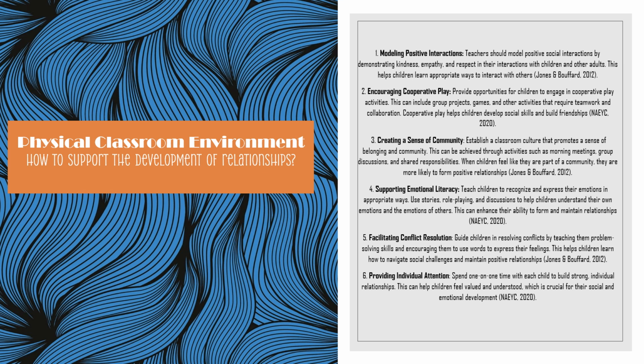5, facilitating conflict resolution. Guide children in resolving conflicts by teaching them problem-solving skills and encouraging them to use words to express their feelings. 6, providing individual attention. Spend one-on-one time with each child to build strong individual relationships. This can help children feel valued and understood, which is crucial for their social and emotional development.